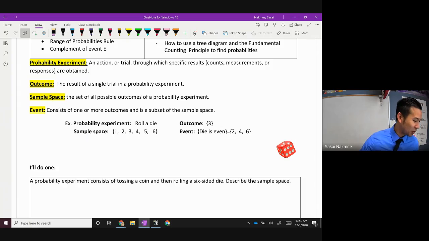Outcome: the result of a single trial in a probability experiment. So the outcome is not all the possible outcomes. It's just what the outcome is for that one time that you do it. For example, I flip this coin right here, call it, and it comes out heads. The outcome is heads. That's all it is. It's not that the outcome is heads or tails. It could be heads or tails, but we're looking at a specific single trial and seeing what we get. Tails.